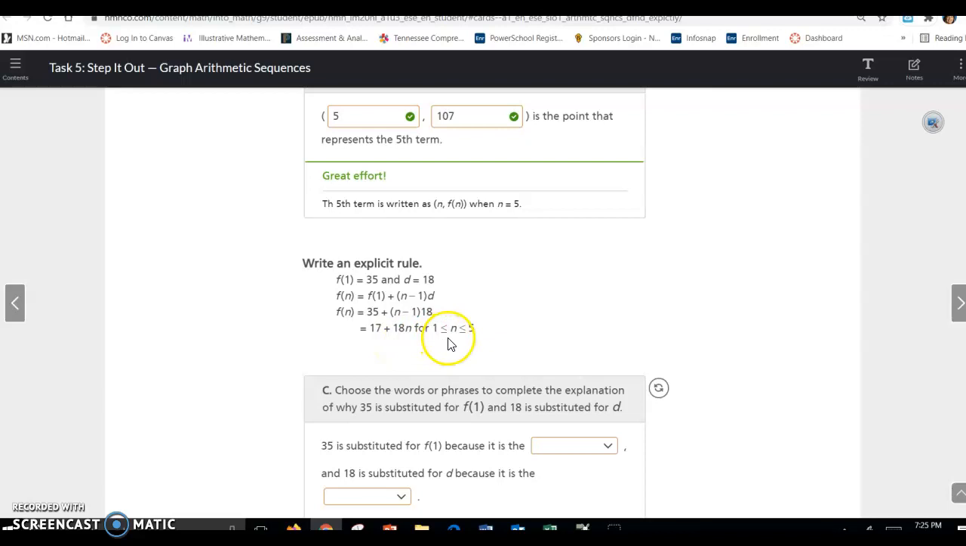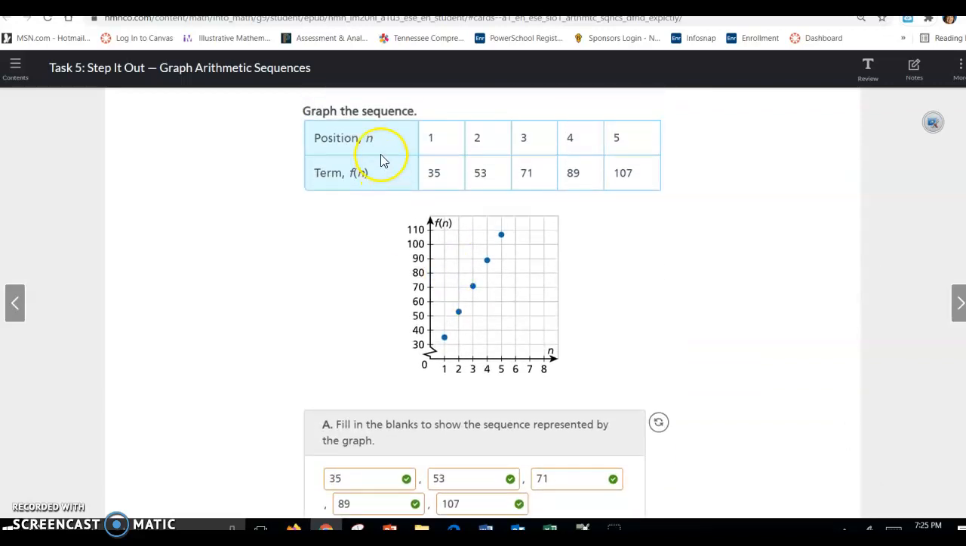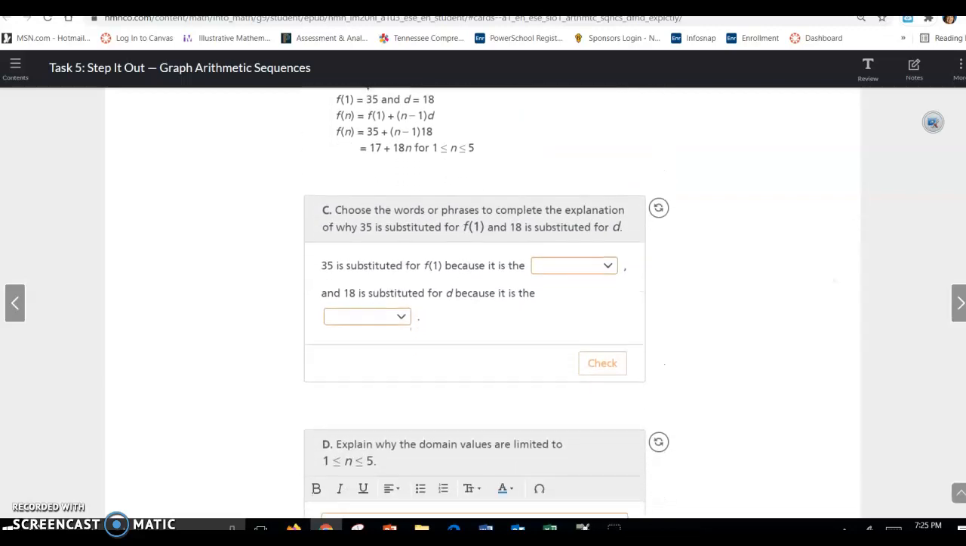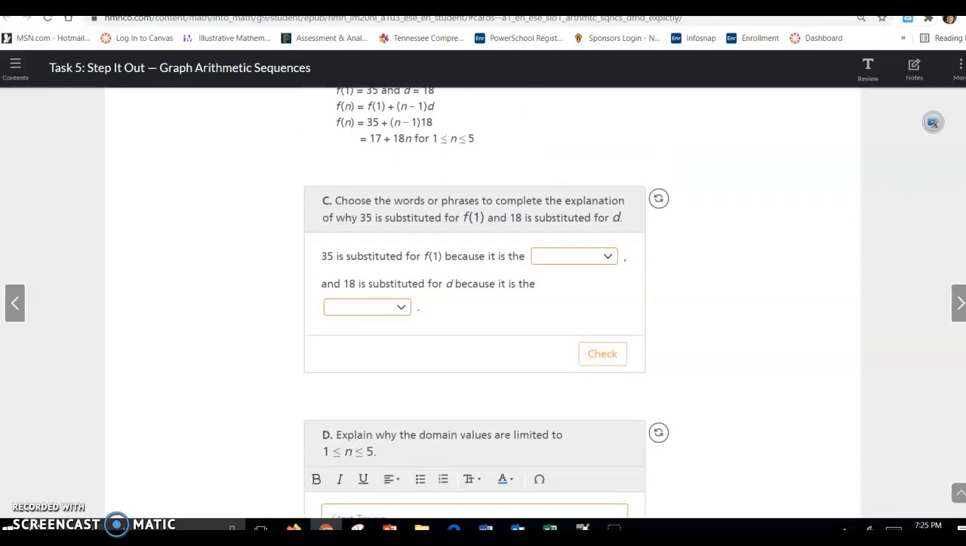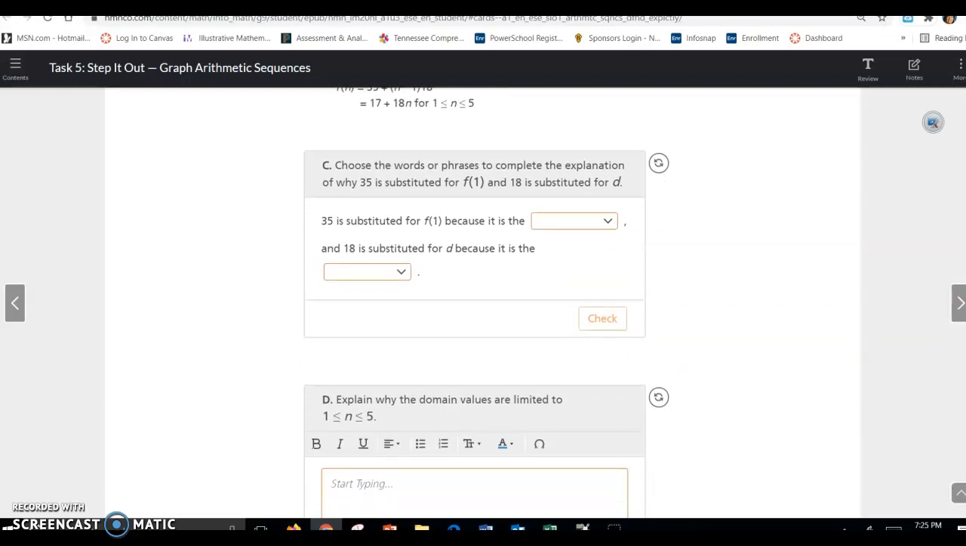Okay? And that's limited for all n between 1 and 5. So they've limited the domain. They only have numbers 1 through 5. So that means that's all that has been graphed as well. Could you continue it? Yes, since you know the pattern and you know the equation, you could continue it, but right now that's all we're going to look at is n between 1 and 5.